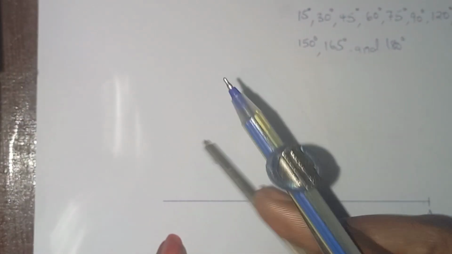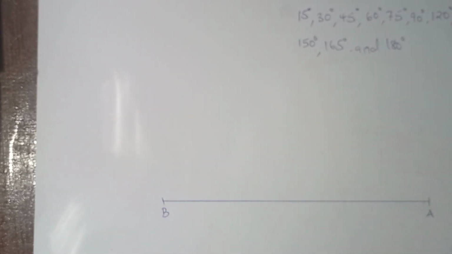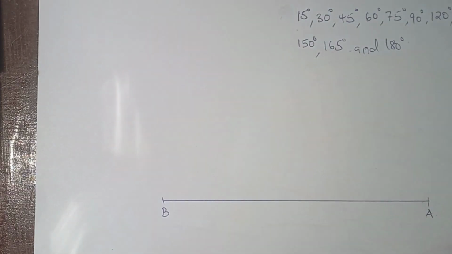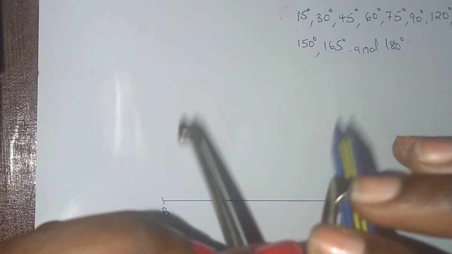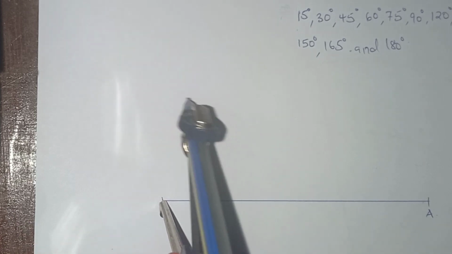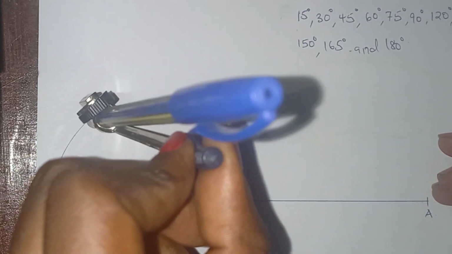So when you have a line BA and you want to construct those angles at this point, the first thing that you'll do is adjust your compass to any length. That will be the radius of the circle that you'll be constructing. Let the compass stand where you want to construct that angle, and then with that length draw a semicircle.